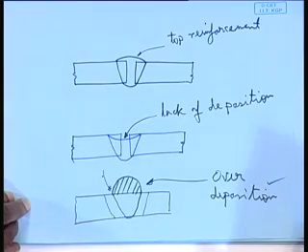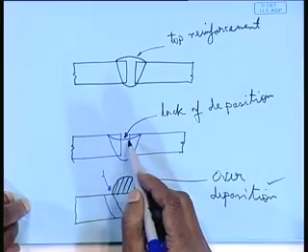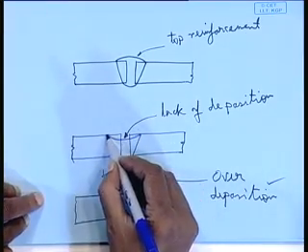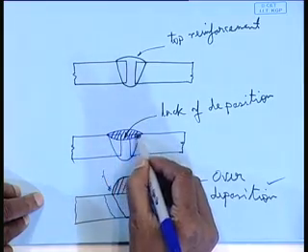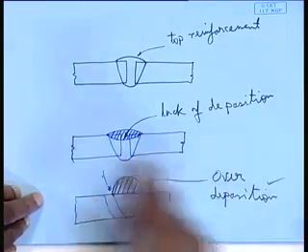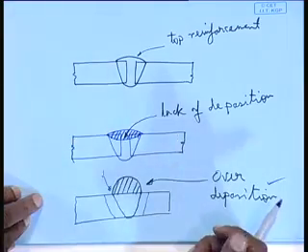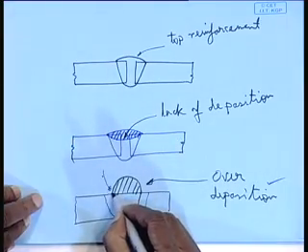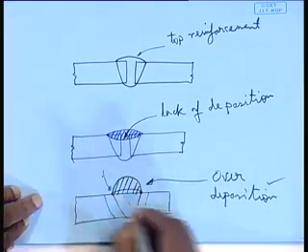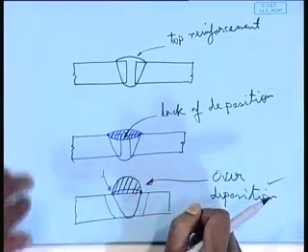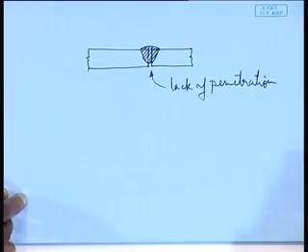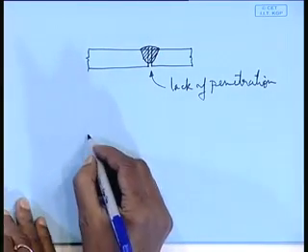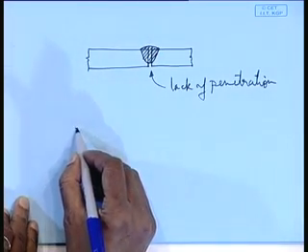What is to be done? Lack of deposition, if it is a defect, what is to be done? Well, simple, you will have to deposit an additional layer, re-weld it, to get the proper deposition. Here what is to be done? You have to grind it, use a grinder, and cut it off, right. So, that is over deposition. Then undercut, we have already talked about before.